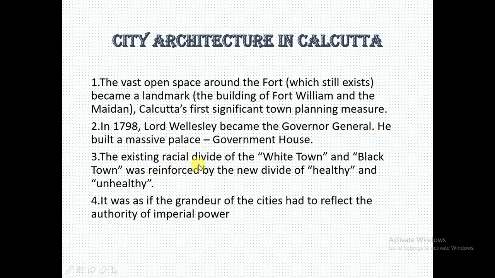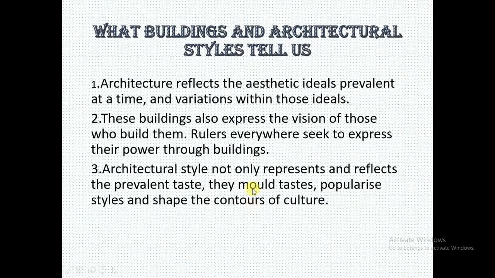The existing racial division into White Town and Black Town was reinforced by a new division of healthy and unhealthy. Previously we discussed that the towns were divided into White Town and Black Town, and this was reinforced by the new division of healthy and unhealthy. Healthy meant the British towns, unhealthy meant the Indian towns, right? It was as if the grandeur of the cities had to reflect the authority of the imperial power.